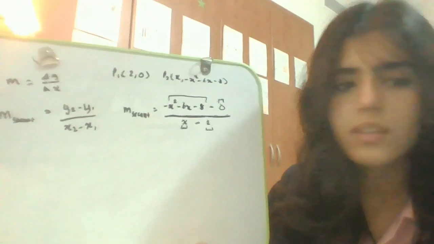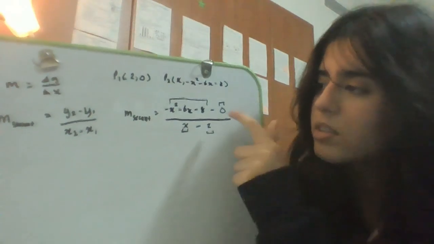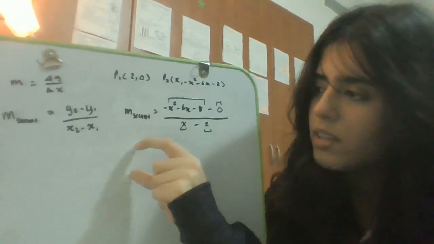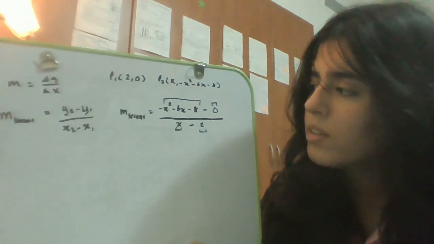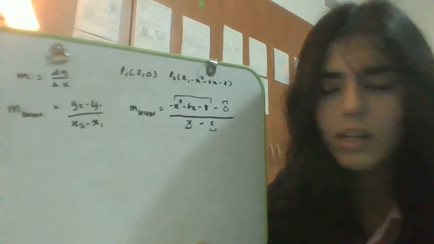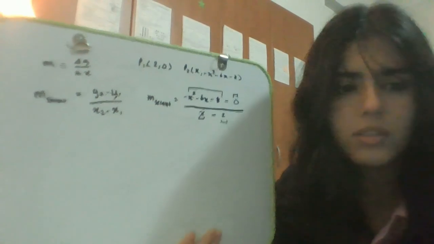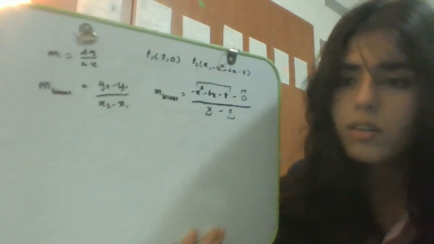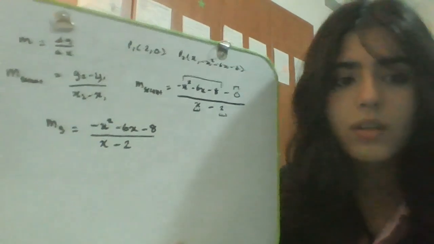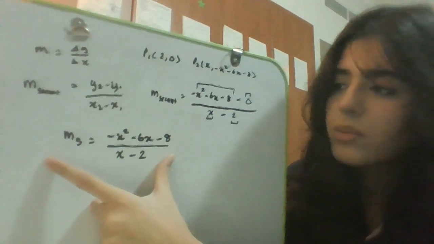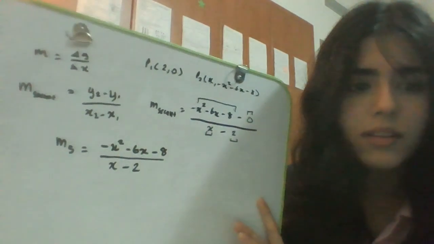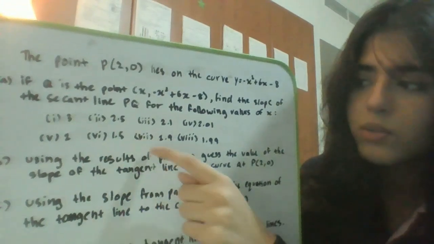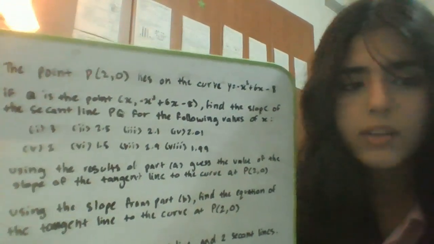Okay, now we can simplify it even more, because there's a 0, and our m secant line is going to be negative x squared plus 6x minus 8 over x minus 2. That's going to be our final equation to find the slope of the secant line. I'm going to write it out. Okay guys, so now I wrote the equation which will give us our slope. The way we are going to find the value of our slope is by plugging each of these x values into the equation and seeing where it's approaching, okay?